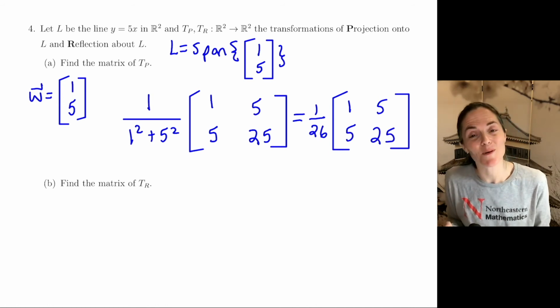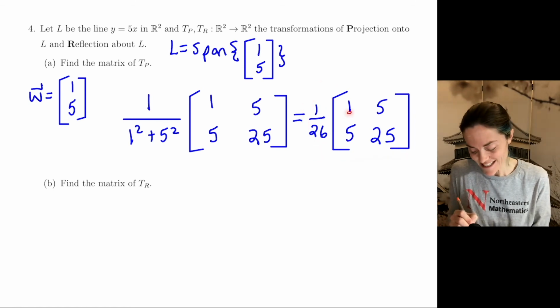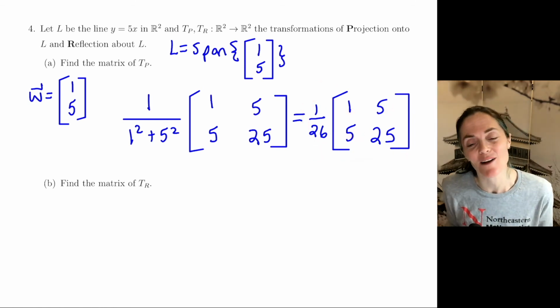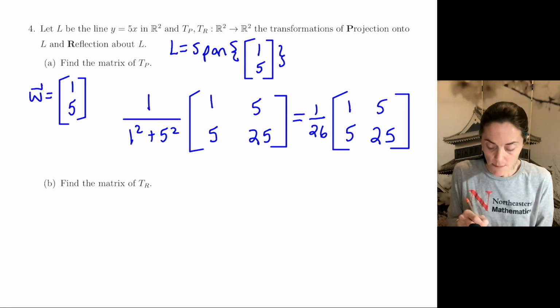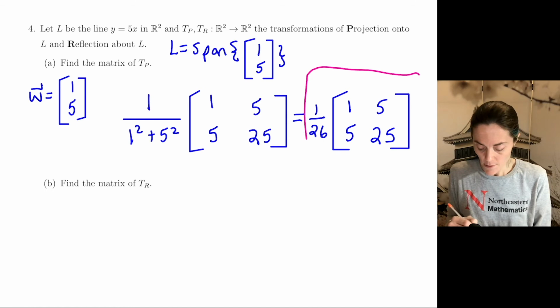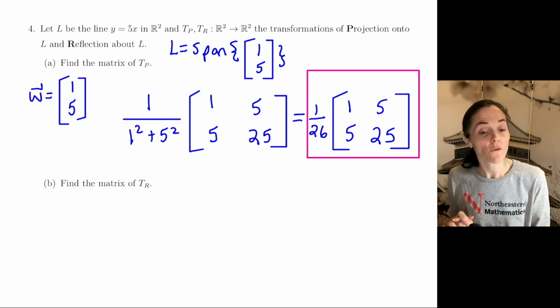Of course, I could pull this constant inside. Constant times a matrix, well, we just multiply every entry by 1 over 26. But I think I'm going to leave it like that for the moment. So this is my answer in letter A. This is the matrix of projection. And now we move on.